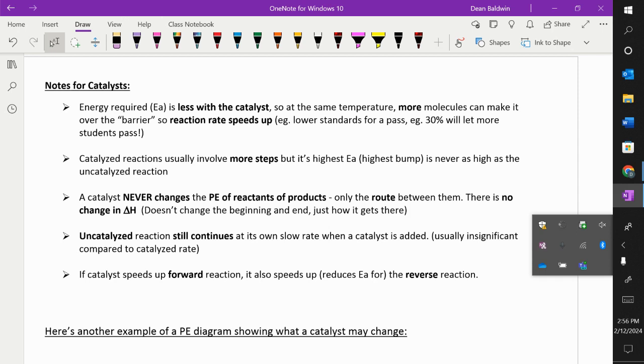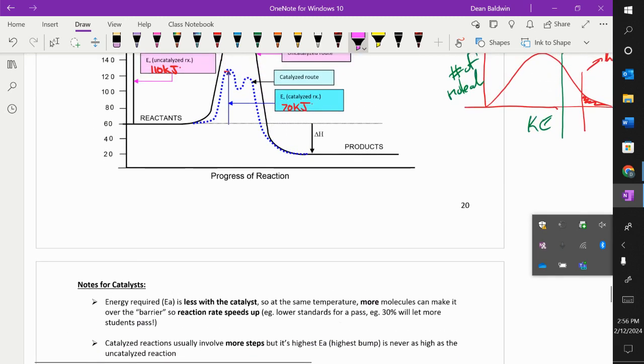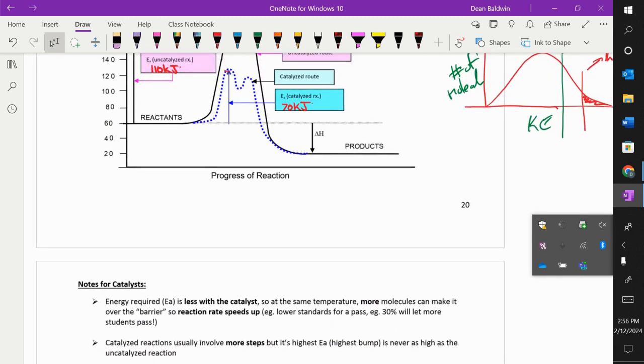This is important. A catalyst does not change the potential energy of the reactants. It doesn't change what you form, so they end up in the same spot. If you look at the graph, all this stuff in the middle is different. We don't care. I mean, we care, but we don't care because at the end, we get the same products. If you're getting the same products, you have to have the same potential energy. Okay? So that's important. You don't go lower, you don't go higher. It just changes the bump in the middle.